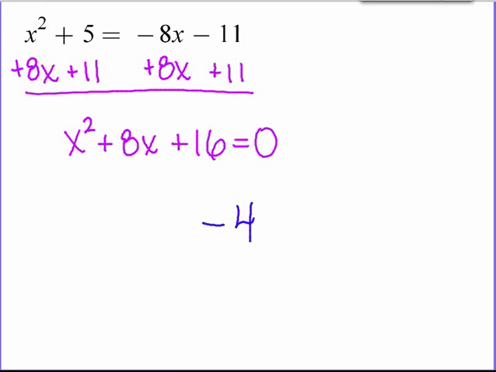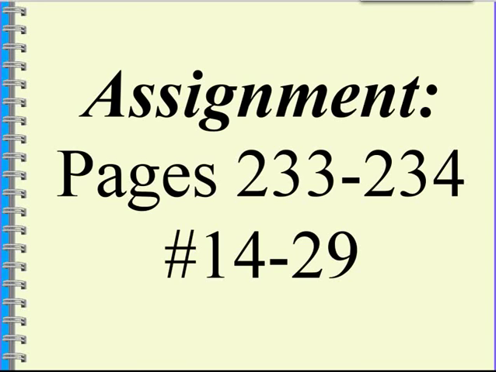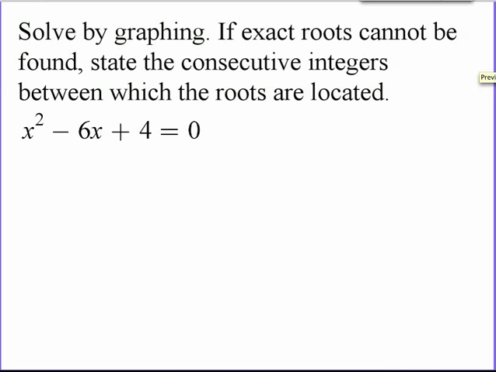So, let's go back to there. Solve by graphing. If exact roots cannot be found, state the consecutive integers between which the roots are located. So basically, they're telling you it's not going to be a whole number, like the ones that we did before.